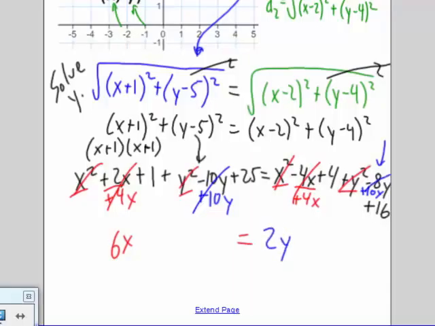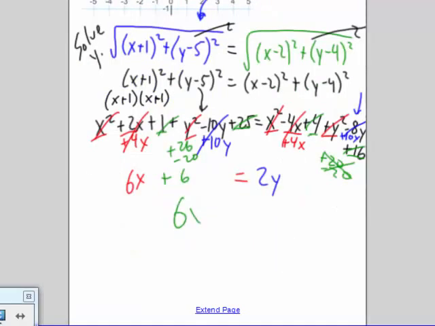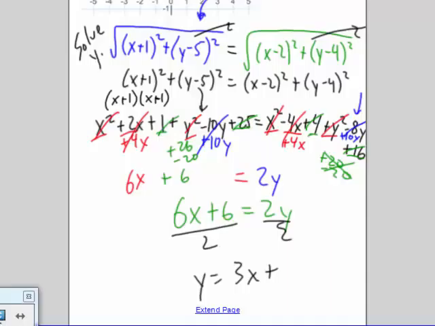Okay, done with that. And then 4 and 16 gives me really plus 20. And 1 and 25 really give me plus 26. So if I subtract 20 from both sides, this is gone. And then I have plus 6 over here. So really I have 6x plus 6 equals 2y. And then to solve for y, we divide by 2. So y would equal 3x plus 3.